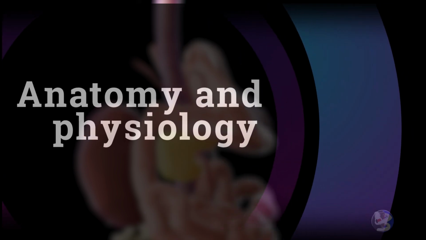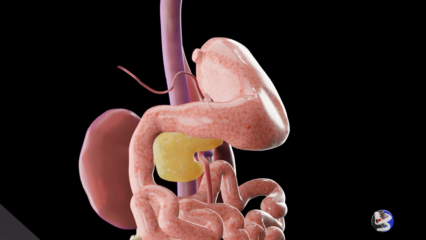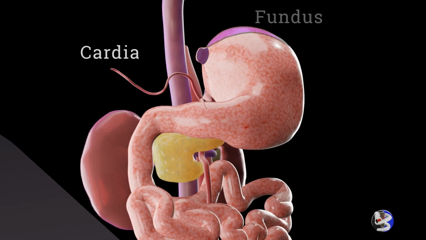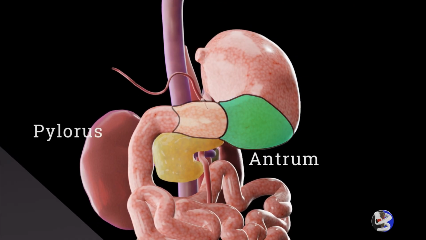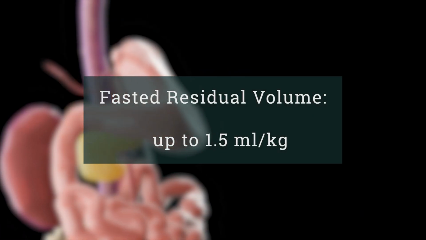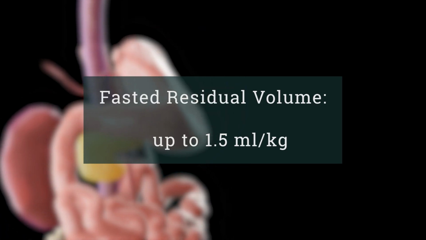Basic anatomy and physiology of the stomach as it relates to its contents is in order. This is so that we can understand volumes and patient positioning. The stomach can be divided into 5 distinct sections. From proximal to distal, these are cardia, fundus, body, antrum, and pylorus. Healthy individuals frequently have residual volumes of up to 1.5 ml per kilogram that does not typically pose a significant aspiration risk. This value will become important as we shall later explore.